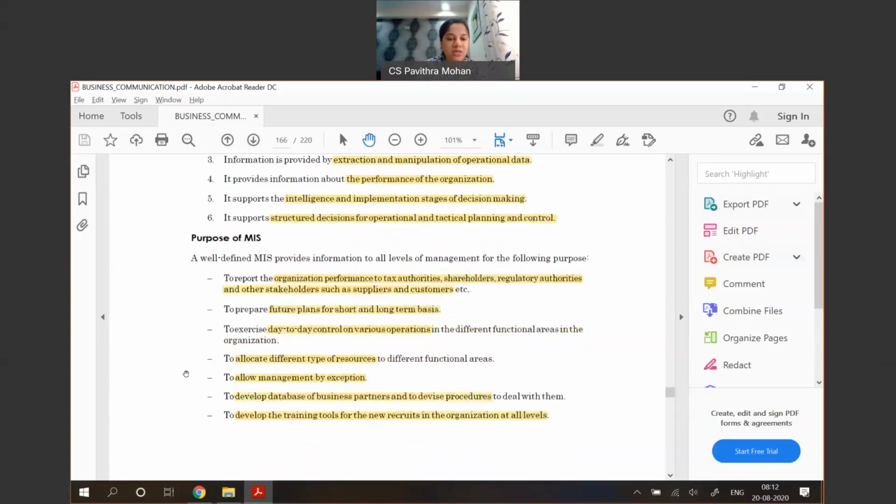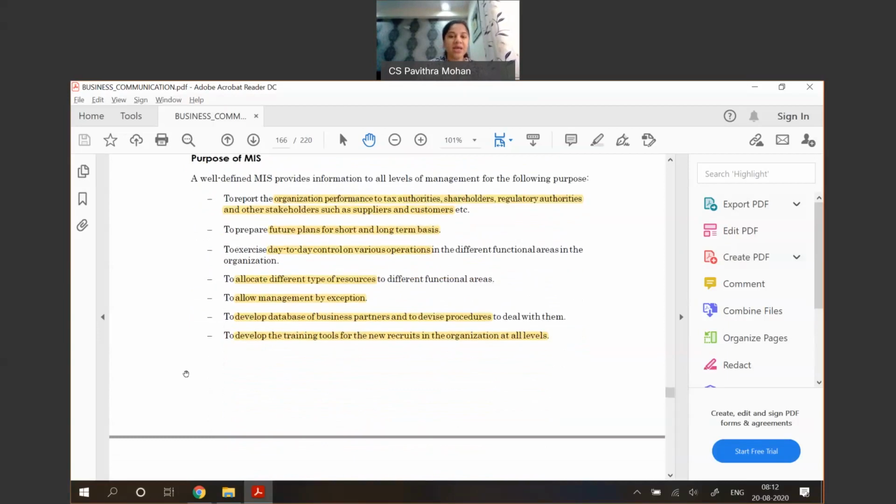Then, what is the purpose of MIS? It helps the organization perform better in terms of providing information to the tax authority, shareholders, other stakeholders, suppliers, customers. Then plan for the future of the company, whether it is short term or long term. It helps us to take control over the day-to-day activities of the company. If there's any mistake, immediately it can be corrected. Allocate different types of resources wherever required.